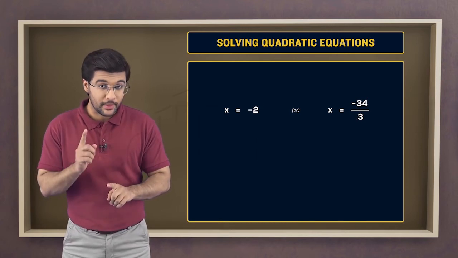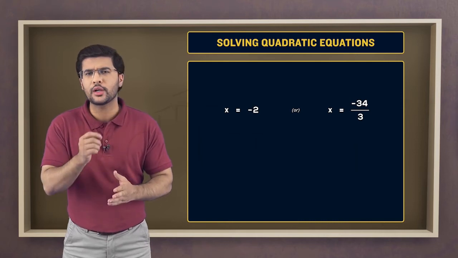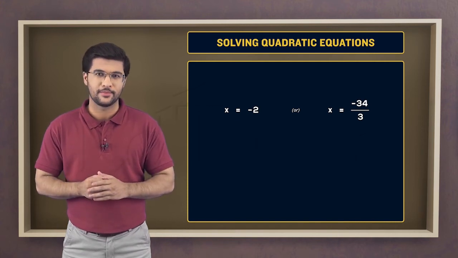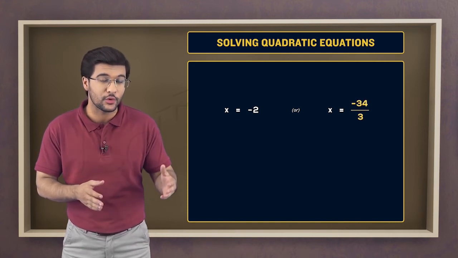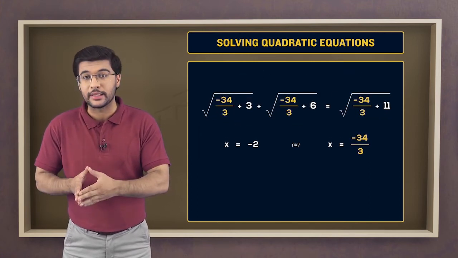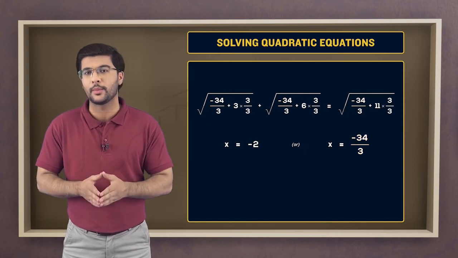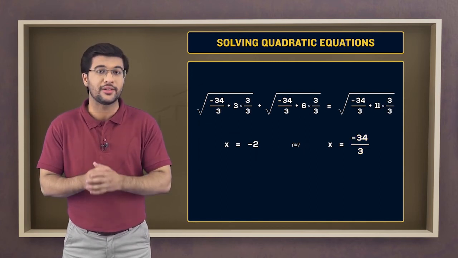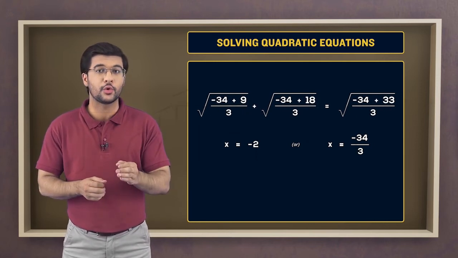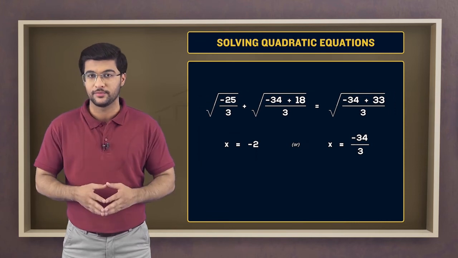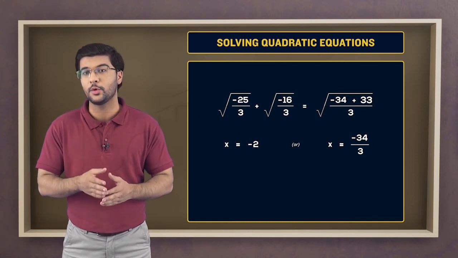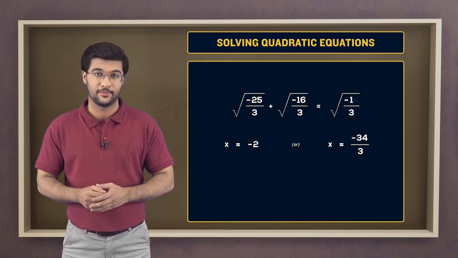Don't rush. Remember, in the previous lesson, we talked about the importance of verifying the roots. That's what we are going to do next. Put x equal to minus 34 upon 3 in equation 1. Now take the LCM of the denominators in each radical to make the denominator the same, as we can't simplify the fractions without it. Solve the numbers. Minus 34 plus 9 is negative 25. Minus 34 plus 18 is negative 16. And minus 34 plus 33 is negative 1.